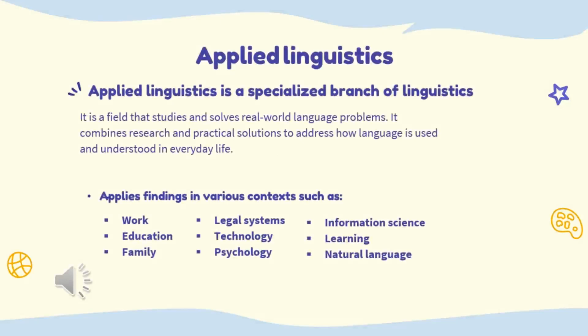Applied linguistics is a specialized branch of linguistics. It is a field that studies and solves real-world language problems. It combines research and practical solutions to address how language is used and understood in everyday life. It applies findings in various contexts such as work and education, to help improve communication in jobs and schools; family and legal systems, solving language problems in families and courts; technology and information science, creating tools like translation apps or better software.